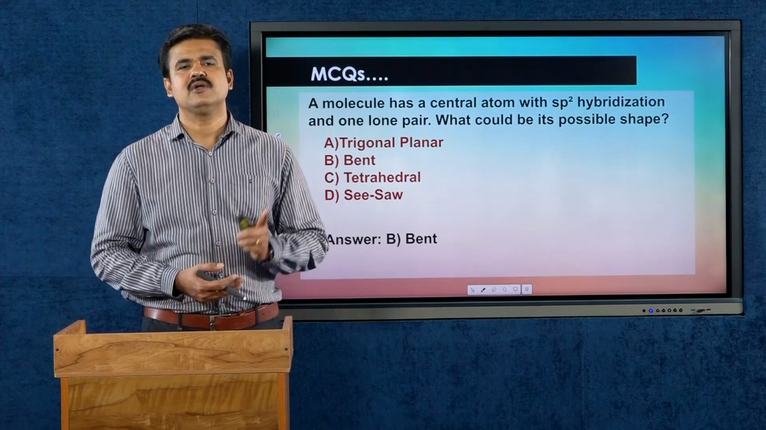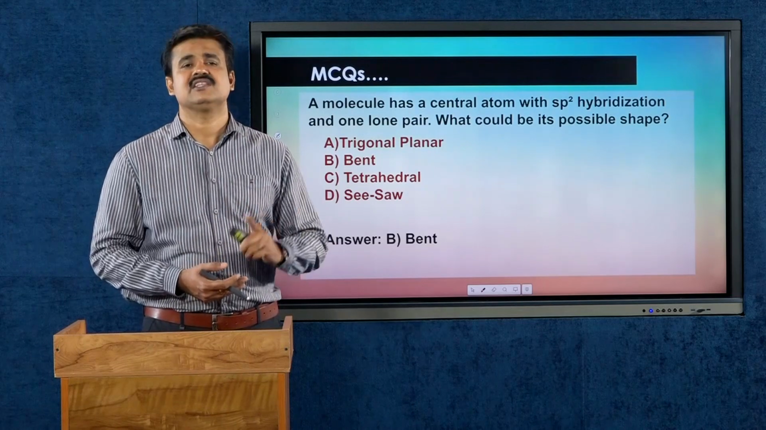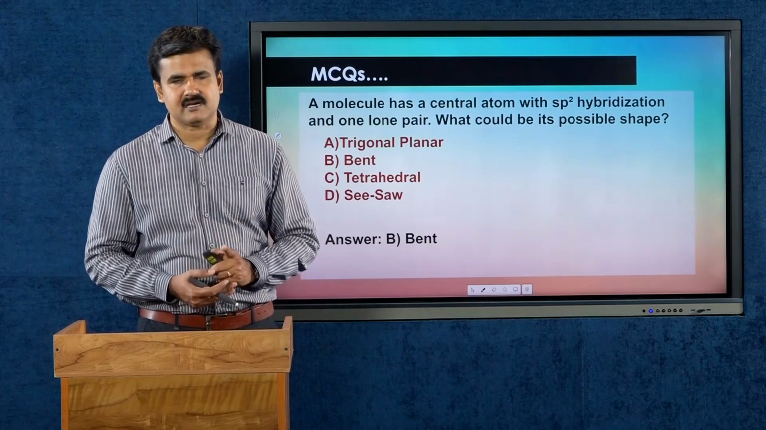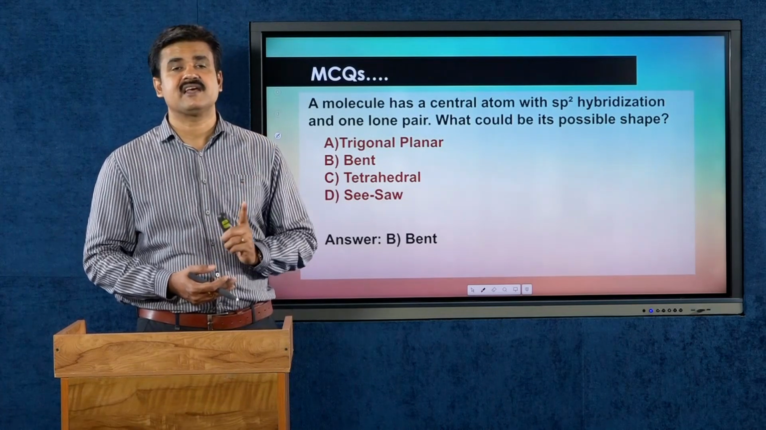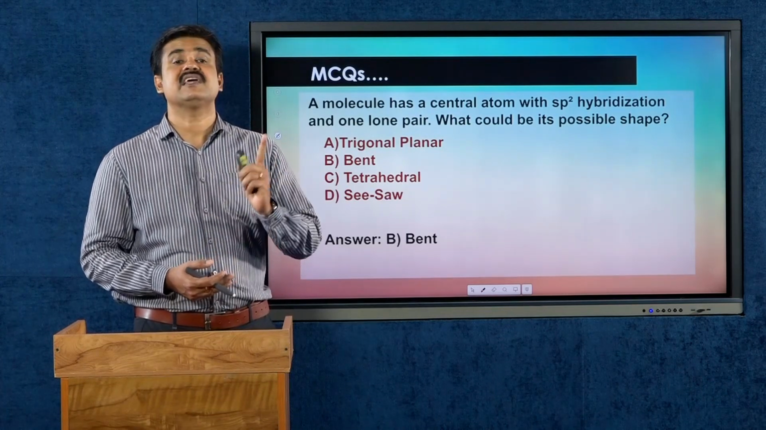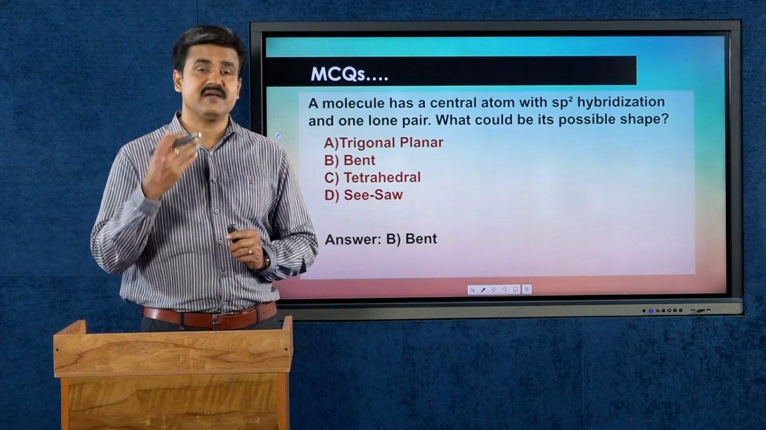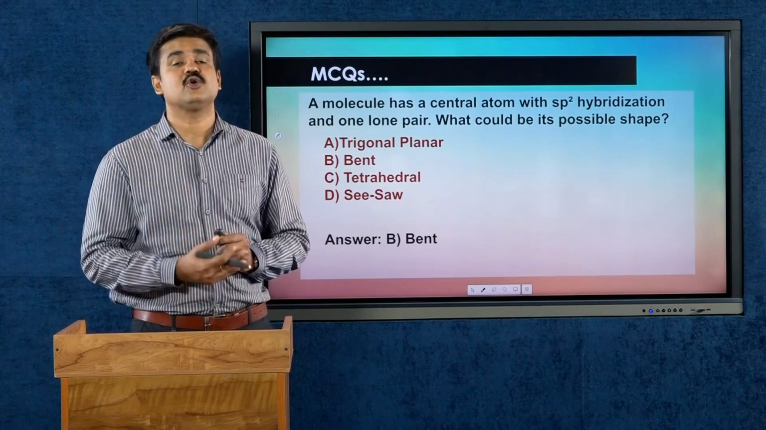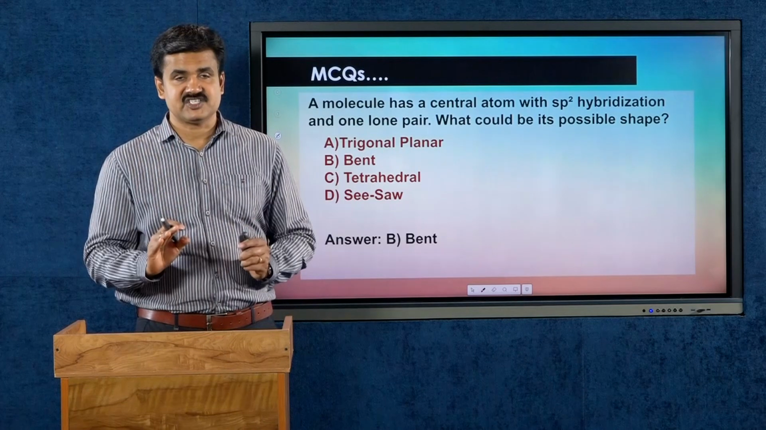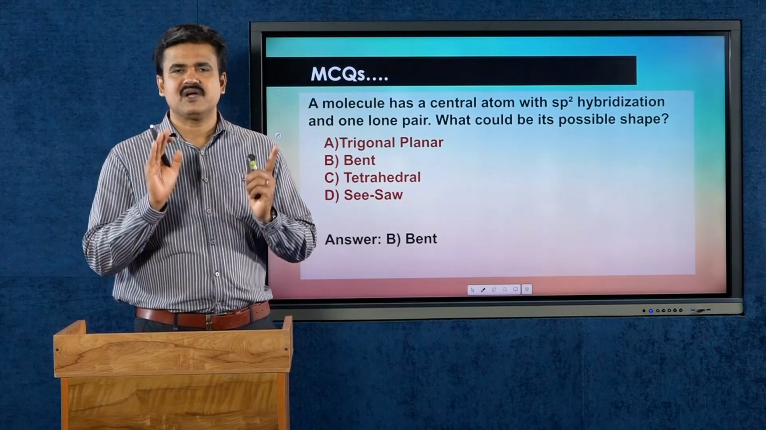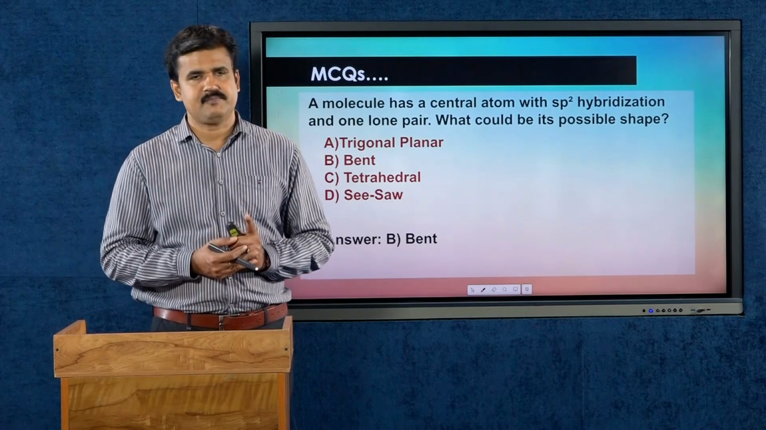So, the molecule prefers to have a bent shape. If there is no lone pair, the molecule will be trigonal planar. So, the geometry will be trigonal planar for sp2 hybridization, but there occurs a lone pair. So, one corner of the triangle is occupied by the lone pair. You have to exclude that lone pair to specify the shape. On excluding that lone pair, you will get a bent shape. So, sp2 hybridization with one lone pair leads to a bent shape.